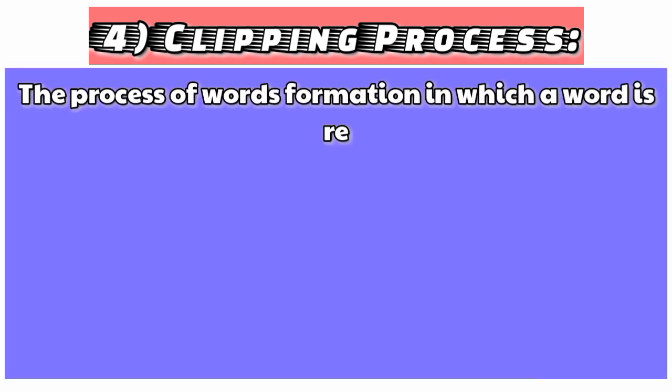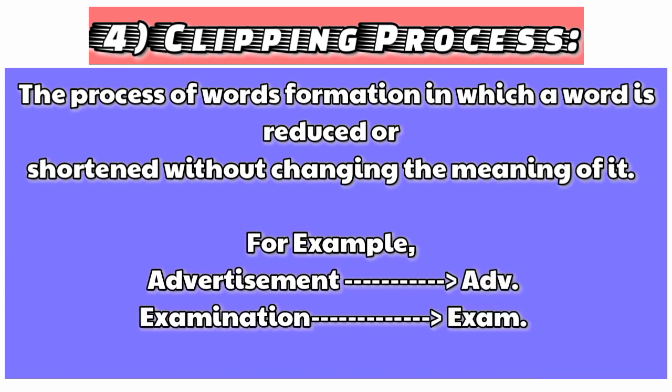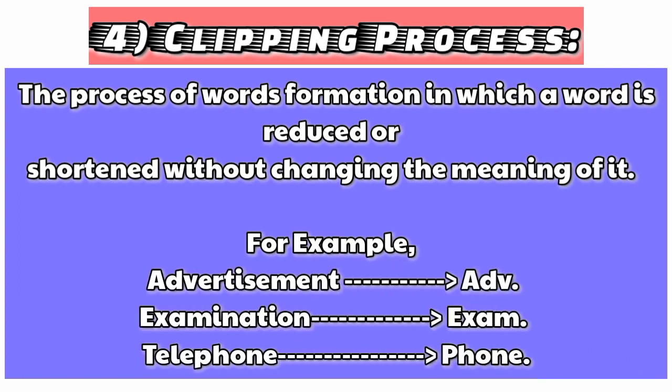After this, there is the clipping process. It is the process of word formation in which a word is reduced or shortened without changing its meaning. When we shorten a word, this process is known as the clipping process. Examples: we write adv. for advertisement, we use exams for examinations, and we use phone for telephone. So this is how the clipping process works.